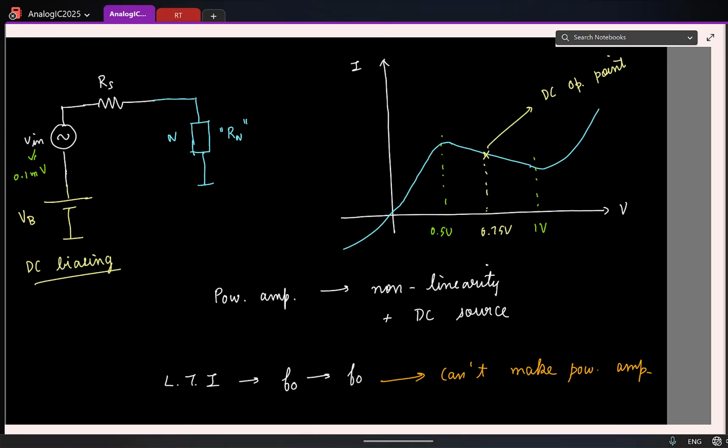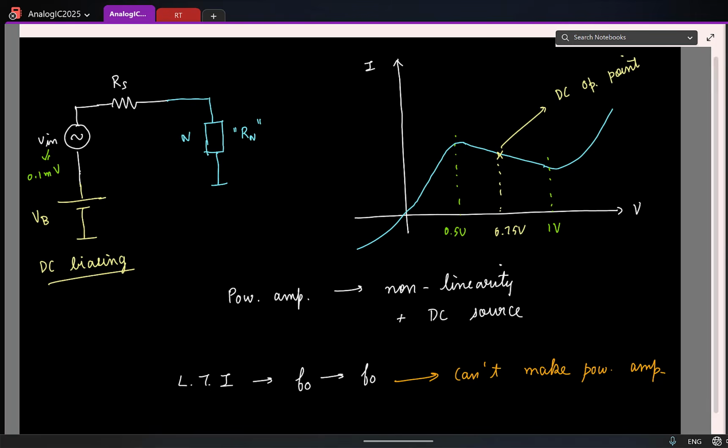So now the question is, how do I basically go and design this? For example, let us say I know that I want to bias this nonlinear device so that it is operating at 0.75 volt. I should find out what should be the value of this so that the DC voltage here is so and so. So that means we need to understand how to analyze the circuit. So that's what we'll quickly do.